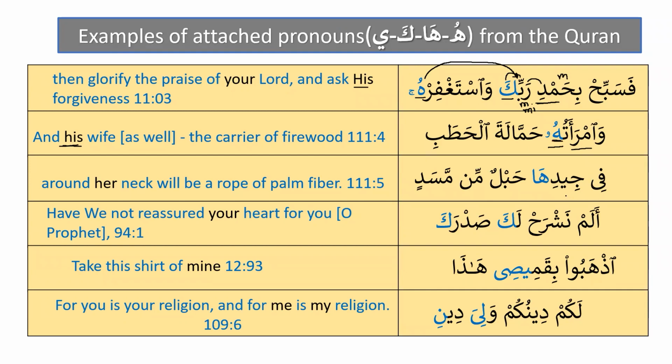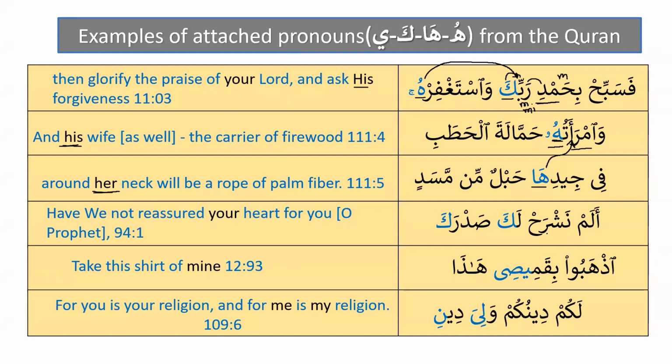And similarly, we have fi jidiha hablum min masad. Now we can see here, around her neck. So we see here jidiha, and it refers to the neck of Imratu Abi Lahabin. So now we can see here that it refers to her neck. Fi jidiha hablum min masad. Around her neck will be a rope of palm fiber. So we can see her, jidiha.